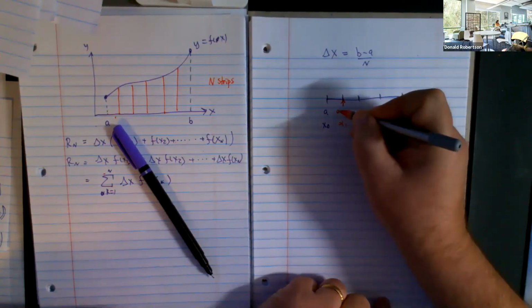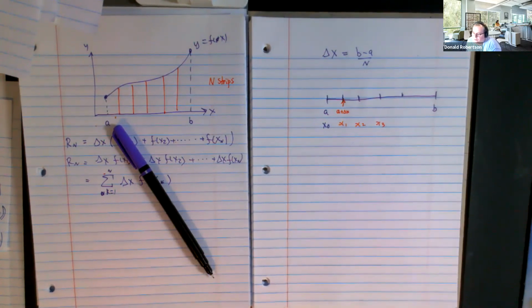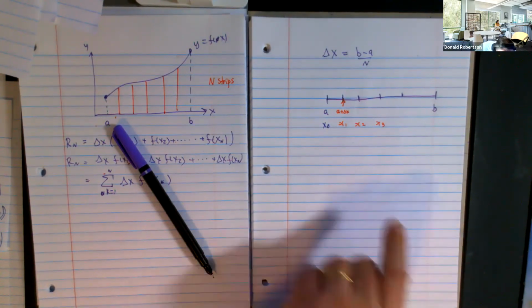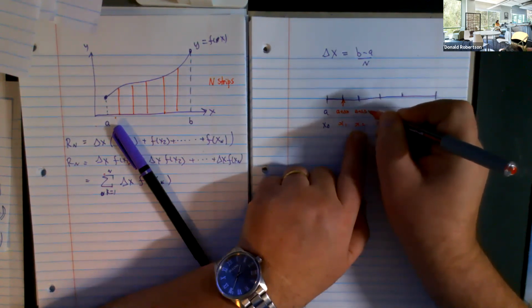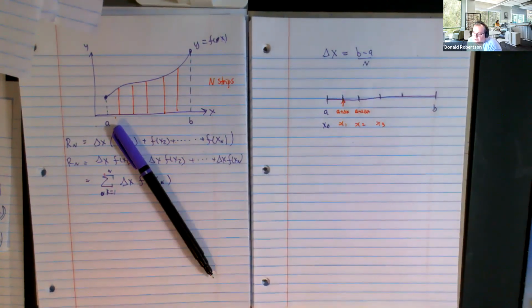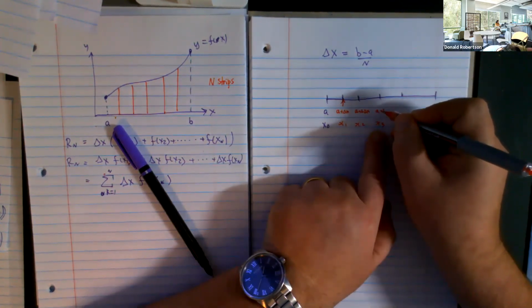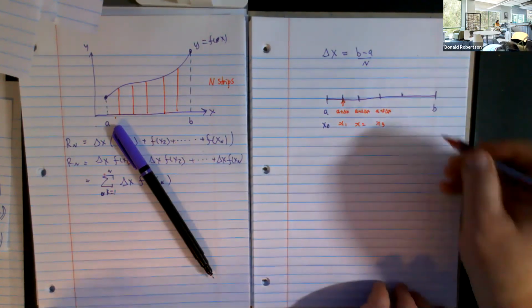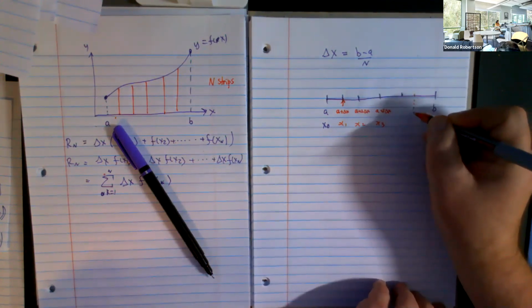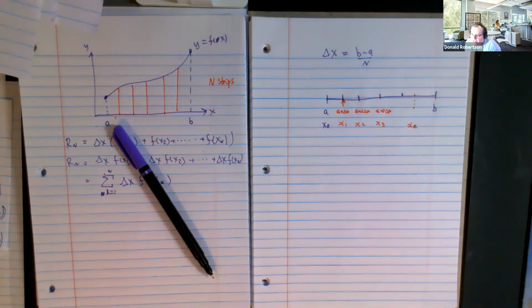Well, how about A add a delta X? Would that be correct? Now, what would X2 be? Well, wouldn't it be A add 2 delta X's? And X3, wouldn't that be A add 3 delta X's? So far, so good. Now, imagine this was a random guy called XK. What would XK be written as?